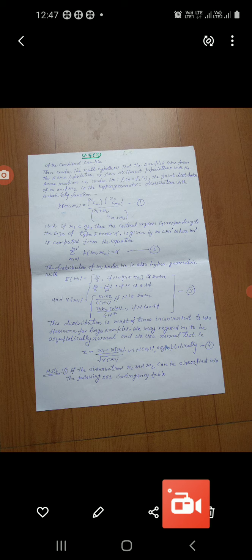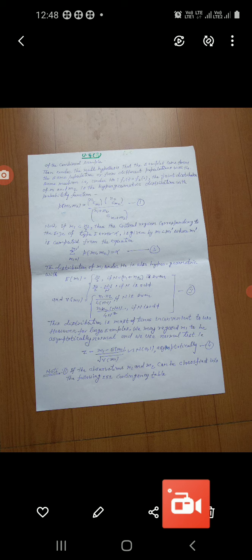Now if m1 is less than n1 upon 2, m1 meaning the number of x's is less than n1 by 2, then the critical region corresponding to the size of the type first error alpha.